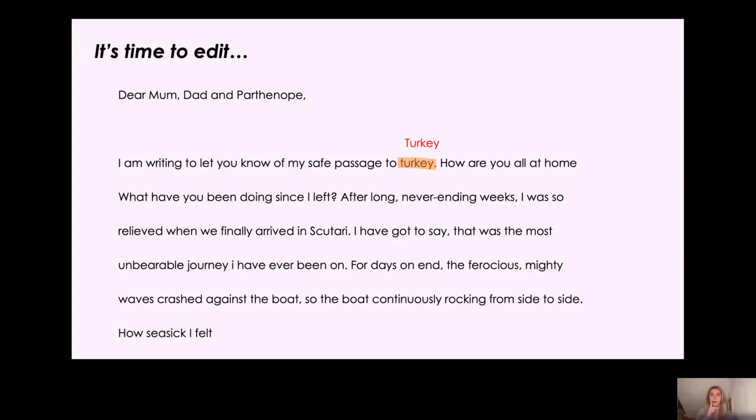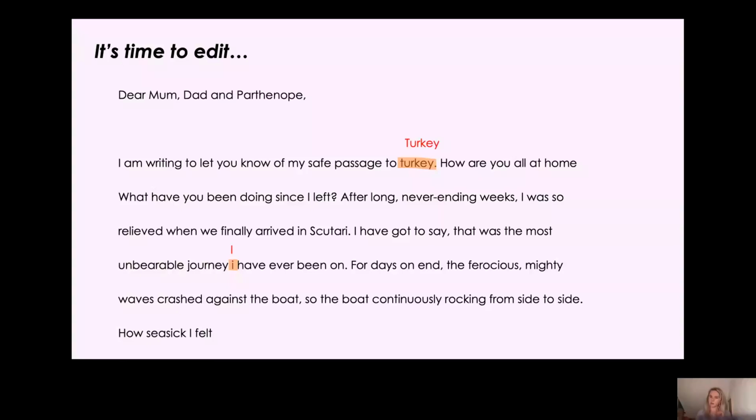Oh no, look, I've remembered it every other time. But here, I've forgotten a capital letter for I. Remember, I am important. For days on end, the ferocious mighty waves crashed against the boat. So the boat continuously rocking from side to side. How seasick I felt. Oh, again, my personal pronoun I has a capital letter. So it's just that one time I forgot it. And I also have capital letters at the start of each of my sentences. So what I'd like you to do now is pause the video and have a look at all of your capital letters. Have you included them all?